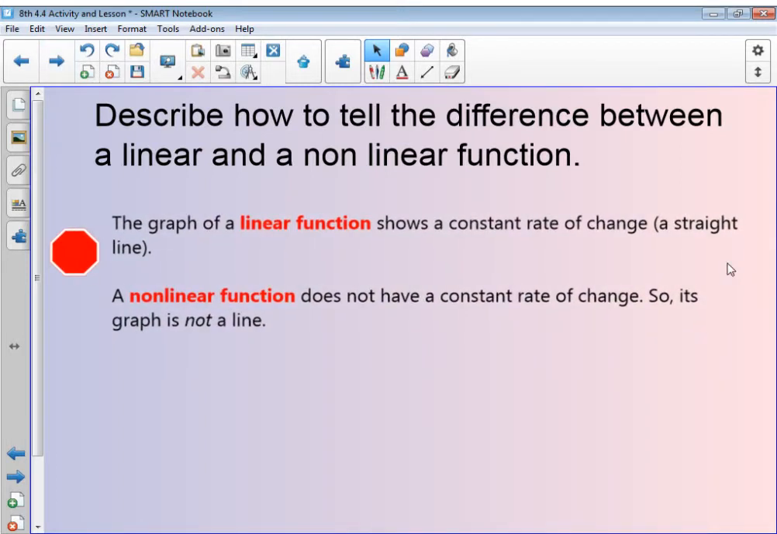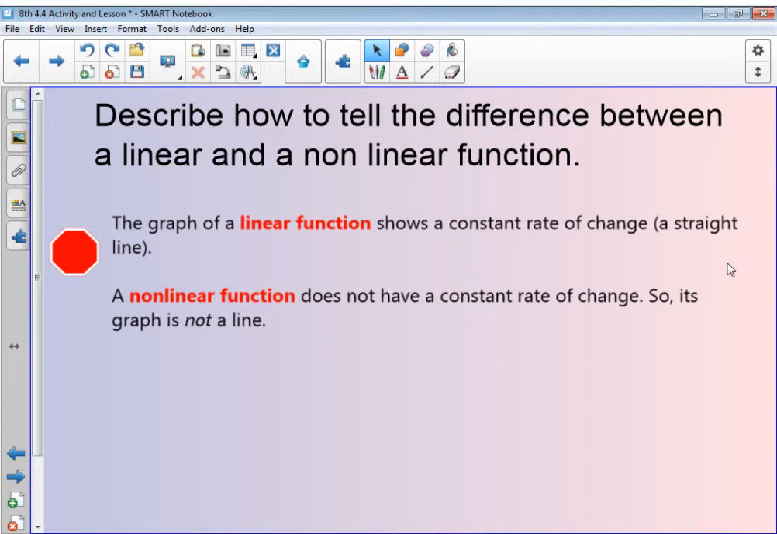So if we are looking at a graph of a linear function, it is going to show a constant rate of change, a straight line when we get to see the graph. Okay, it's constantly going to do the same thing the whole way throughout the graph. The slope is going to be the same, and then also the change between every interval is also going to be the same. A nonlinear function, on the other hand, does not have a constant rate of change.